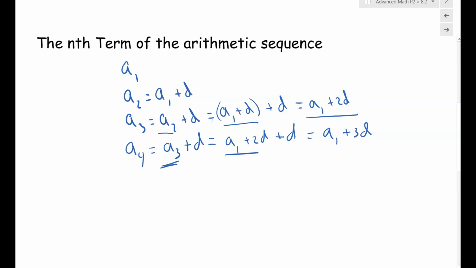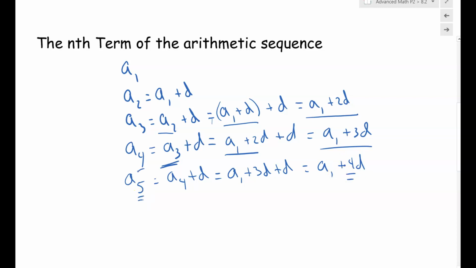Are you seeing a pattern? Well, let's try one more then. A sub 5 would be a4 plus d, but we just said a4 is that, so a1 plus 3d plus another d is a sub 1 plus 4d. All right, so for the pattern, what I want you to look at is this 5, that number, this 4, that number, this 3, that number, and even this one works, this 2, and the number in front of that would be a 1. What do you notice in relationship to them?